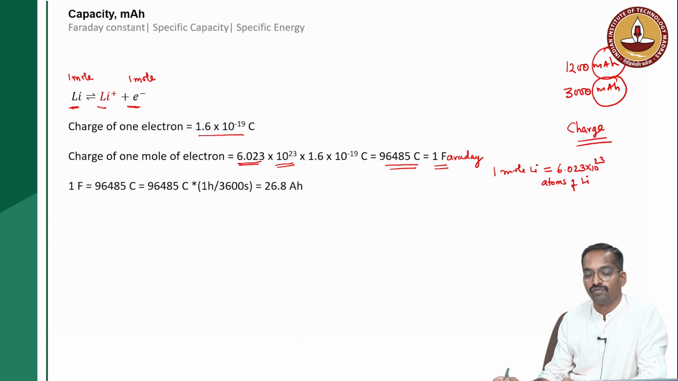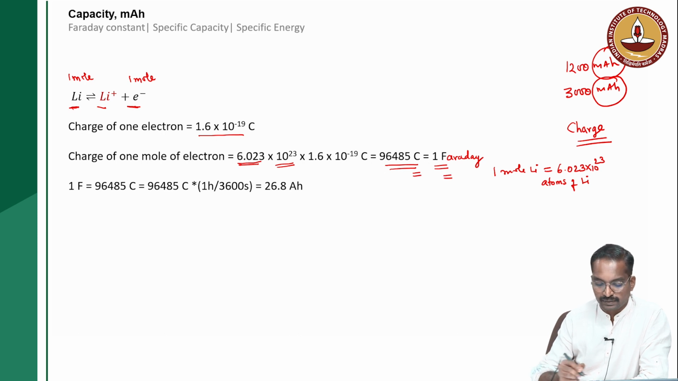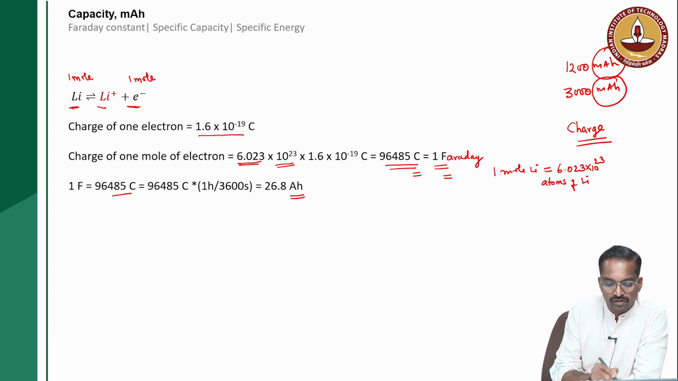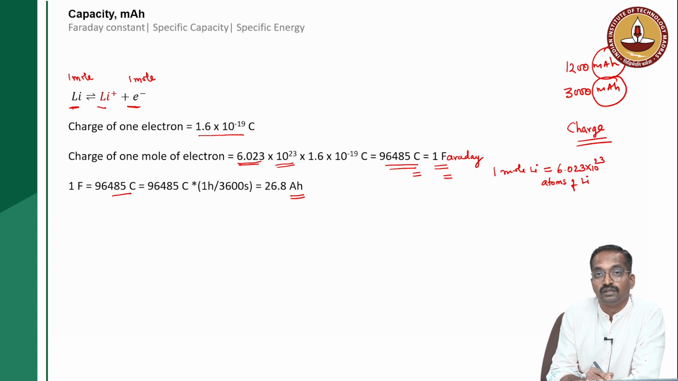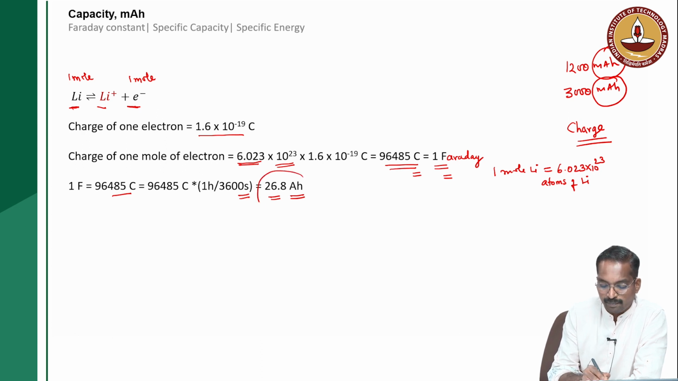So, 96,485 coulomb is 1 Faraday. We can also express this in another unit instead of coulomb or Faraday, which is ampere hour. How do we do that? We know 1 Faraday is so many coulombs, and 1 hour corresponds to 3600 seconds. So, you multiply by the factor 1/3600, and you get 26.8 ampere hour, which is the capacity corresponding to 1 mole of electrons.